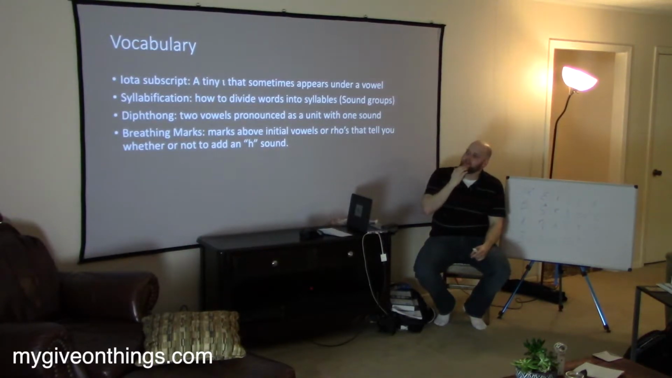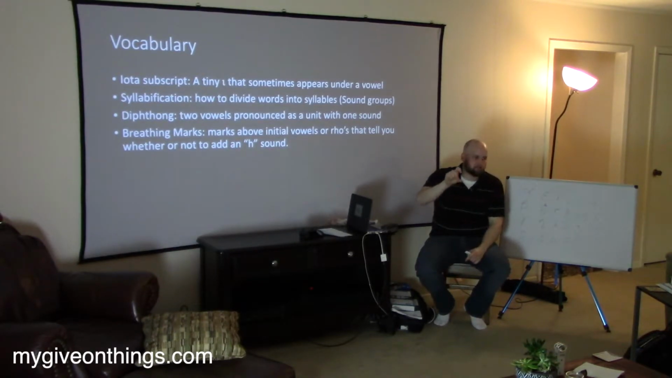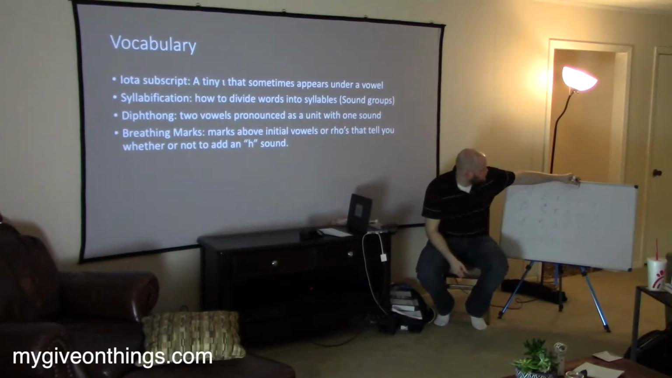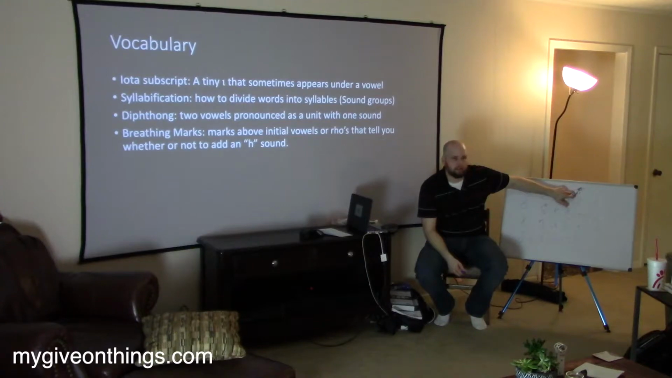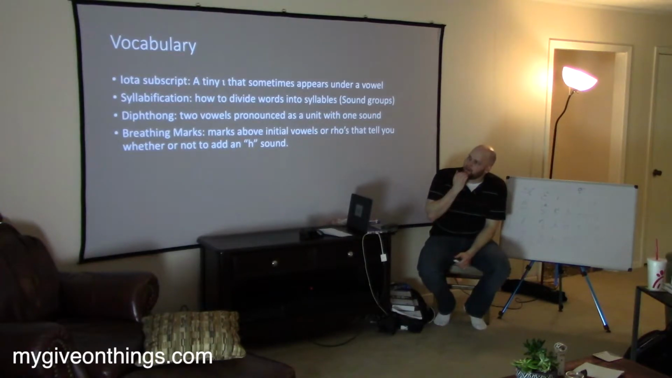Iota subscript. So iota, the letter, right? And subscript meaning small writing. So a tiny iota that sometimes appears under a vowel. And so we'll see what iota subscripts are. It almost looks like a comma, right? Yeah, sort of. The way they're going to appear most commonly is under alpha and eta. It's a little iota underneath the letter. And I'll explain what those are, how they work, and how they came about.